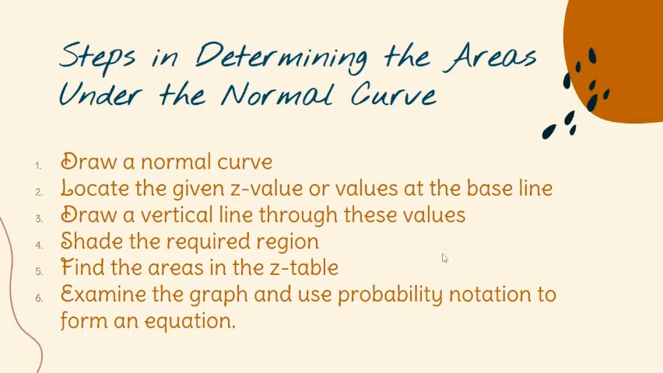That is, first, draw a normal curve. Second, locate the given Z value or values at the baseline. Third, draw a vertical line through these values. Fourth, shade the required region. Fifth, find the areas in the Z value. And lastly, examine the graph and use probability notation to form an equation.